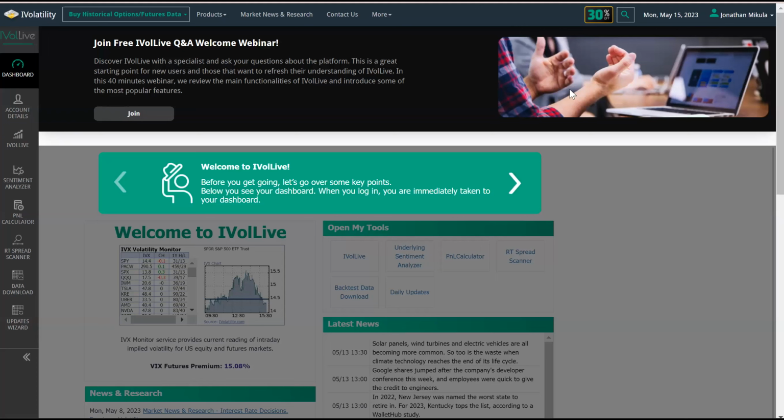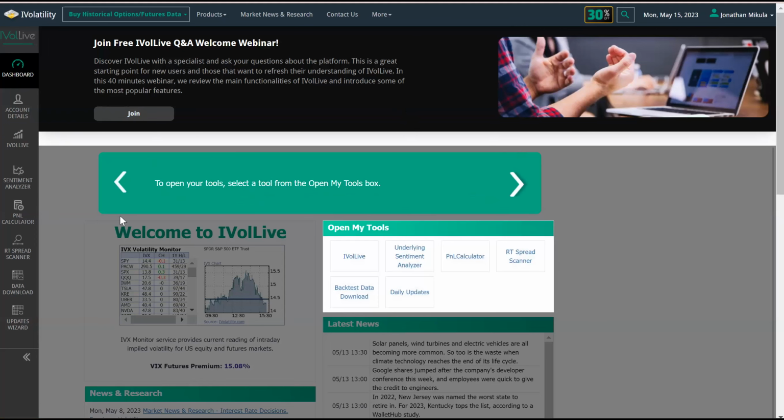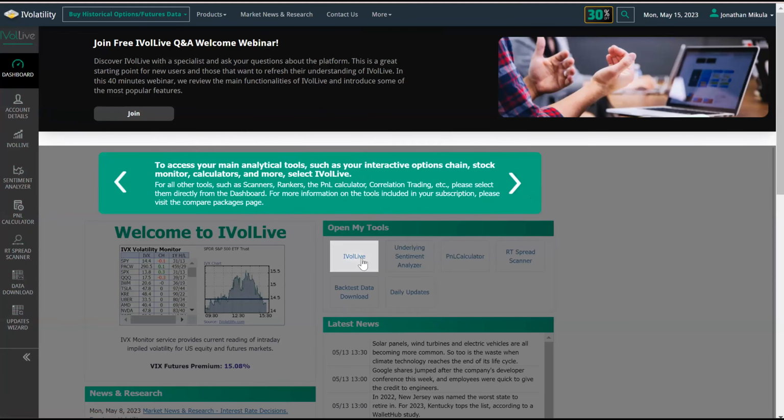If you have just joined us, this is the screen you'll see when you log in. This is your dashboard. We have our nice IVolLive concierge here tipping his hat, telling you where the different key tools are. Based on personal preference, you can access these tools either on the left here in this column or down here. This is your IVolLive toolbox, so to speak. Just shortcuts to access our most popular tools.